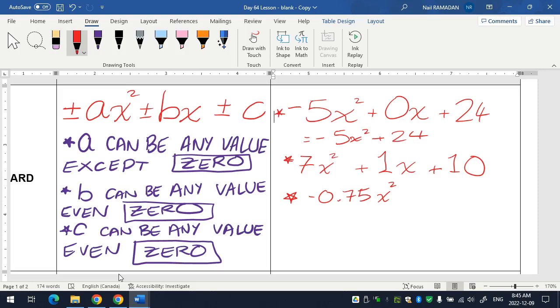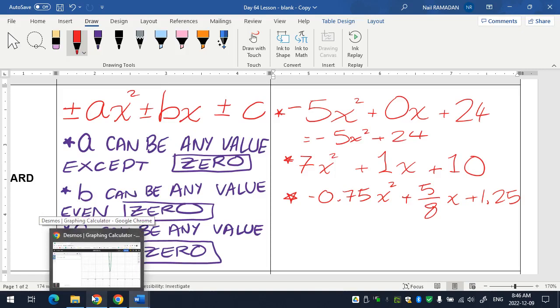So what fraction do you want to use for the second number? 5 over? Sure. So plus 5 over 8 x's. What do you want to use for the last number? Say again? Positive or negative? Plus 1.25. All right. Okay, write it down so someone can remember to tell me what it is when I do it on Desmos.